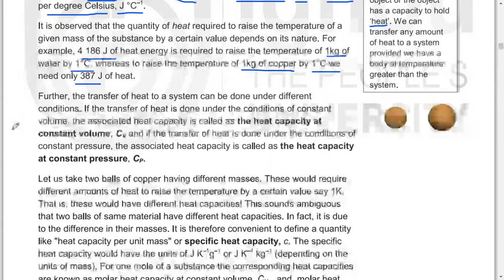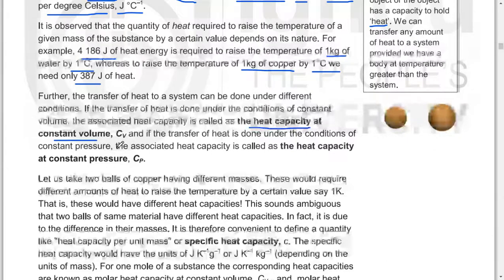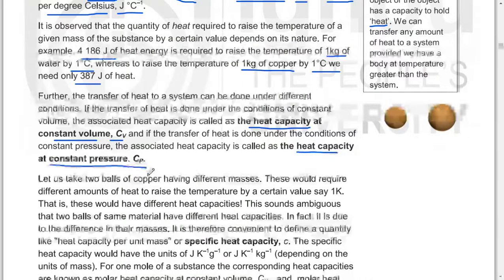Further, the transfer of heat to a system can be done under different conditions. If the transfer of heat is done under the condition of constant volume, the associated heat capacity is called the heat capacity at constant volume, CV. And if the transfer of heat is done under the condition of constant pressure, the associated heat capacity is called the heat capacity at constant pressure, CP.